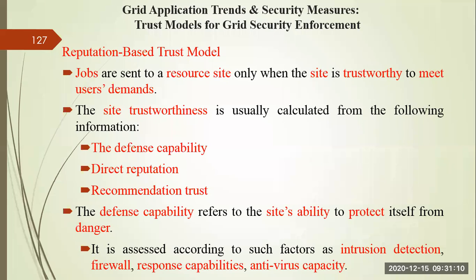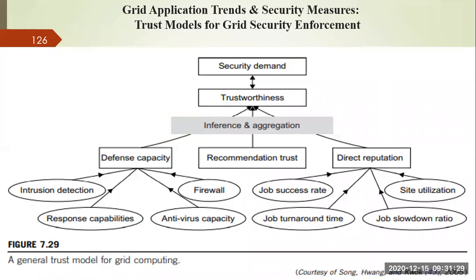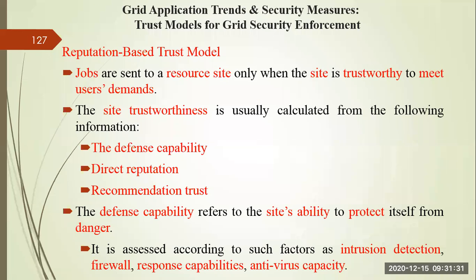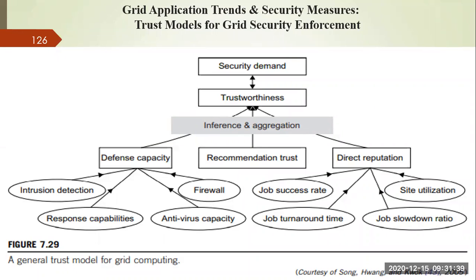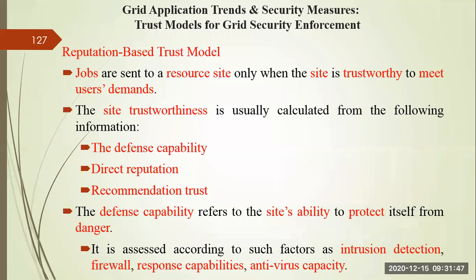Now, let us see in detail the reputation-based trust model. In the reputation trust model, what we are doing is, jobs are sent to the resource site by specifying the demand, that is the security demand, right? And the site is trustworthy to meet the user demand by specifying the trustworthiness, that is TI, right? Then the site's trustworthiness is usually calculated using three things, that is defense capacity, direct reputation, and recommendation trust. Based upon these three factors, we will aggregate and say that yes, it is satisfying the demand, right?